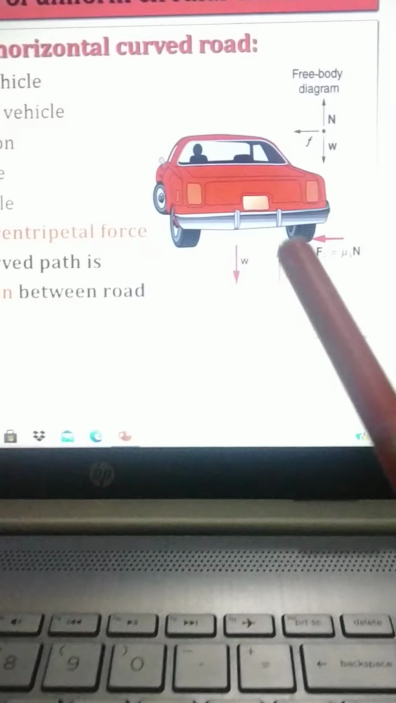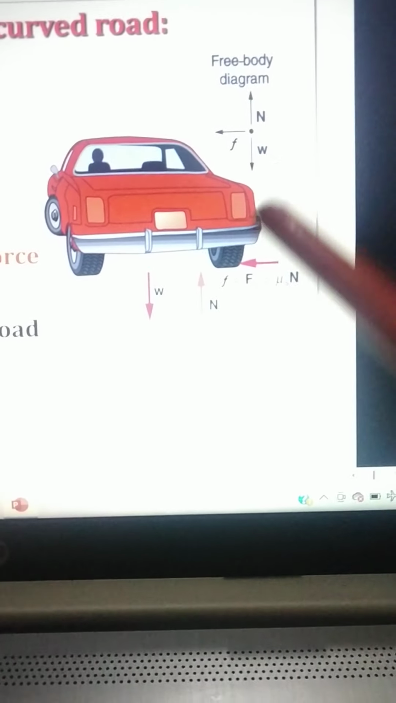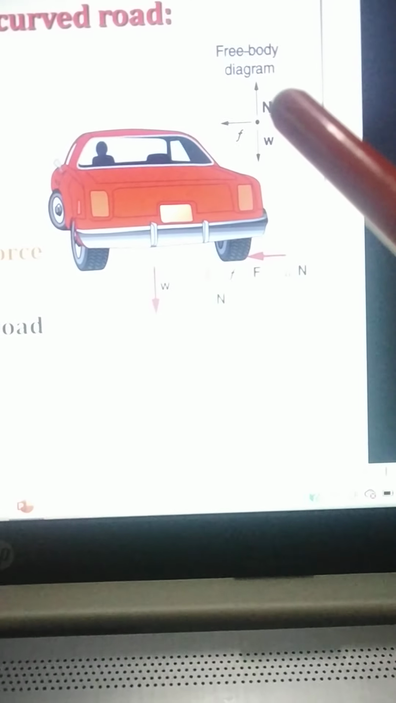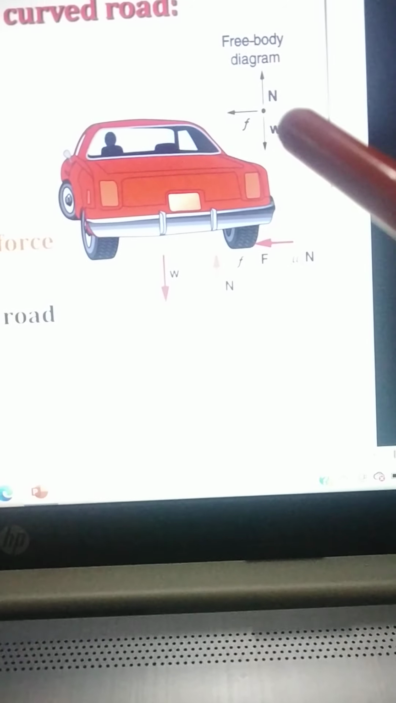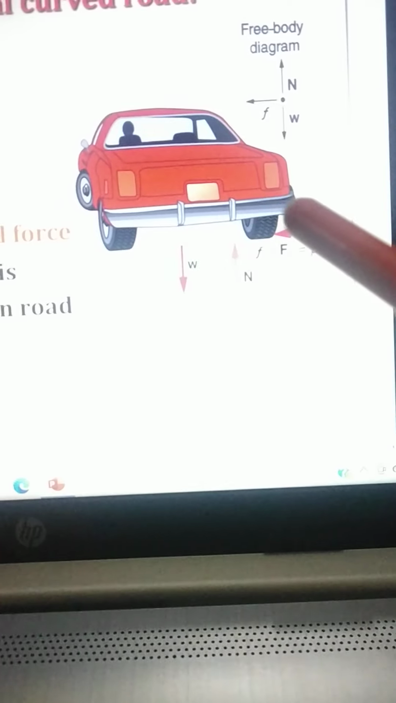Let us see this figure, the free body diagram. Now the directions of forces acting on this body: N is directed upward. It is the normal reaction between the road and the tire of the car. W is the weight of the body, mg, always acting downward, and the frictional force is directed along the horizontal, toward the body of the car.